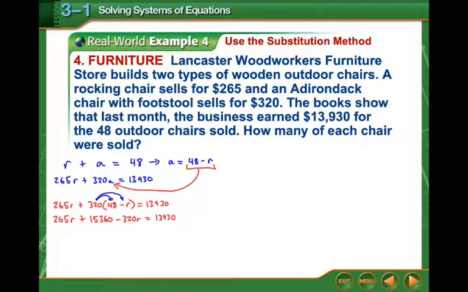Need to combine like terms, so we've got the positive 265r and negative 320r. When you subtract that, you get negative 55r plus 15,360 equal to 13,930. And now we're going to subtract 15,360 from both sides, eliminating it from the left. And we now have negative 55r equal to negative 1,430. And we need to just divide by negative 55. So we are now left with our r value of 26. Rocking chairs.